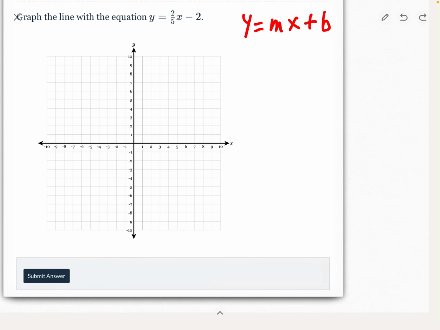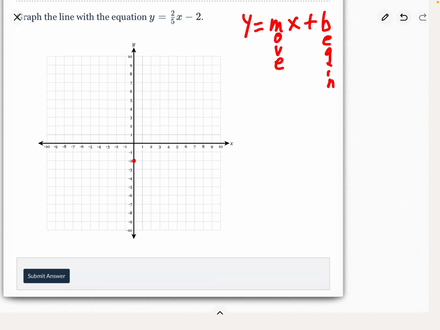Let's do one more. Okay, in this example, we have the linear equation y = 2/5 x - 2, and the slope is 2/5, and the y-intercept is negative 2. So we're going to begin at negative 2, and then we're going to move 2/5. So let's do that. So we begin at negative 2. I'm going to start by putting my first point at negative 2. I'm always on the y-axis.